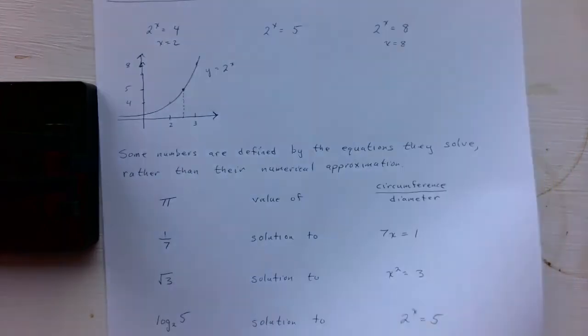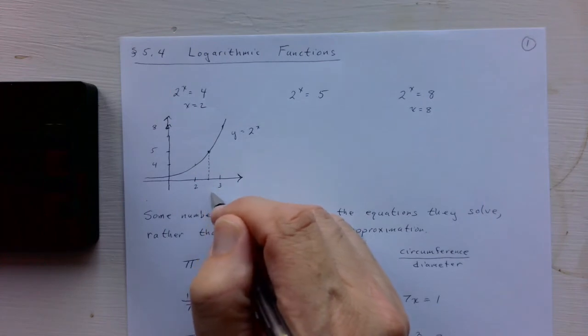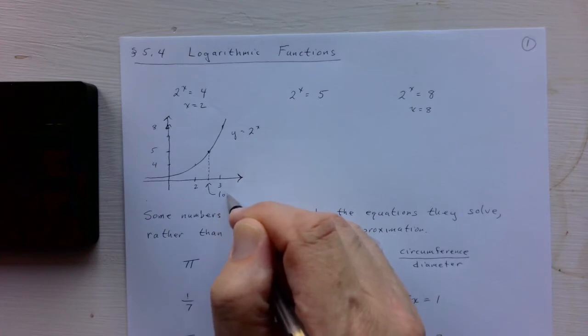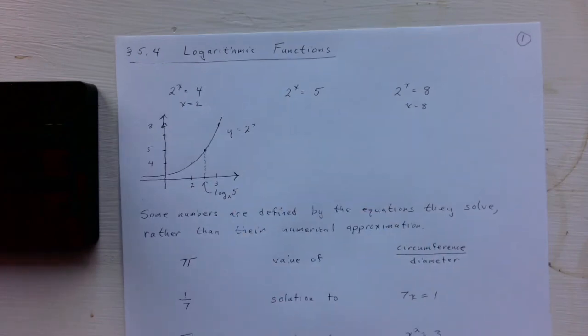And we're going to see that this x-coordinate is going to be an example of a log, a number that we denote as log base 2 of 5. And we'll see what this actually is.